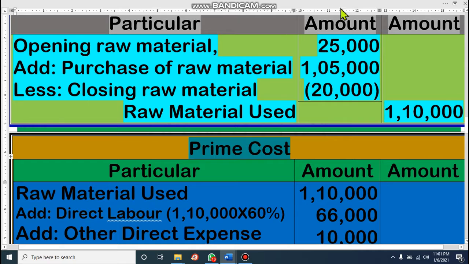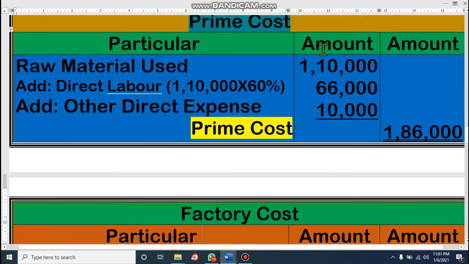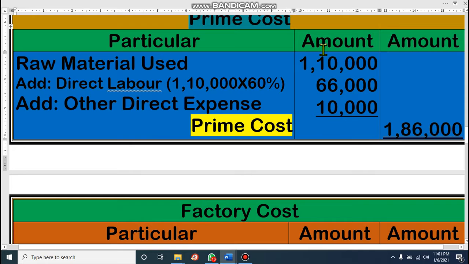So dear student, prime cost, I am telling the formula again. Prime cost: raw material used is 1,10,000, then direct labor is 60% of raw material used. So 1,10,000 into 60%. Take your calculator: 1,10,000 into 60 divided by 100, then it is 66,000 direct labor, and other direct expenses is 10,000, given in the question directly. So 1,86,000 is the prime cost. I hope all of you understand. Of course, if you have any confusion later on, you can phone me so that I can help you understand easily.